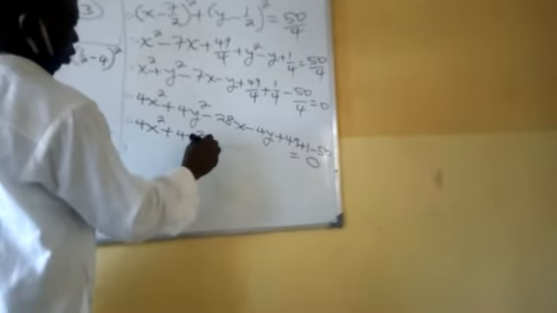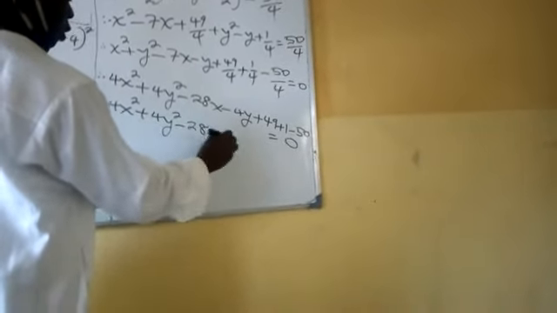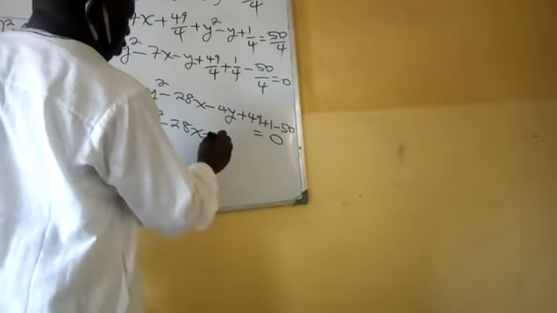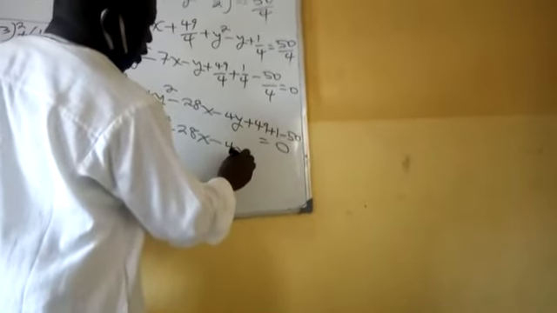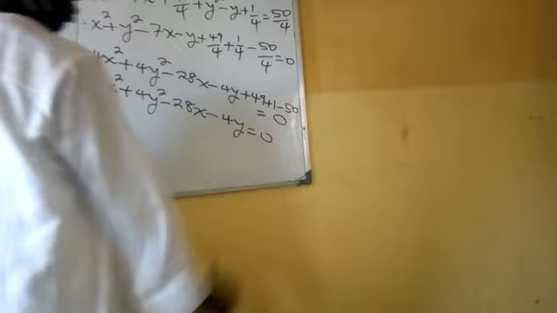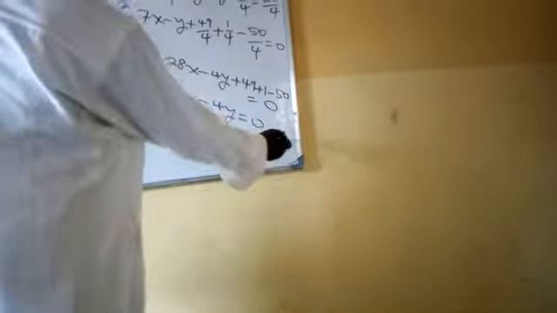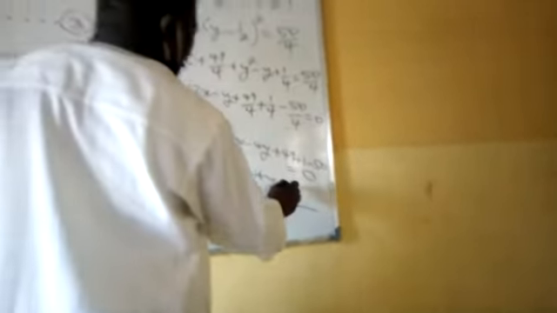49 plus 1 is 50. So I have 4x squared plus 4y squared minus 28x minus 4y is equal to 0, because 49 plus 1 is 50, and 50 minus 50 is 0. This is my equation of the circle. That is the required equation of the circle.